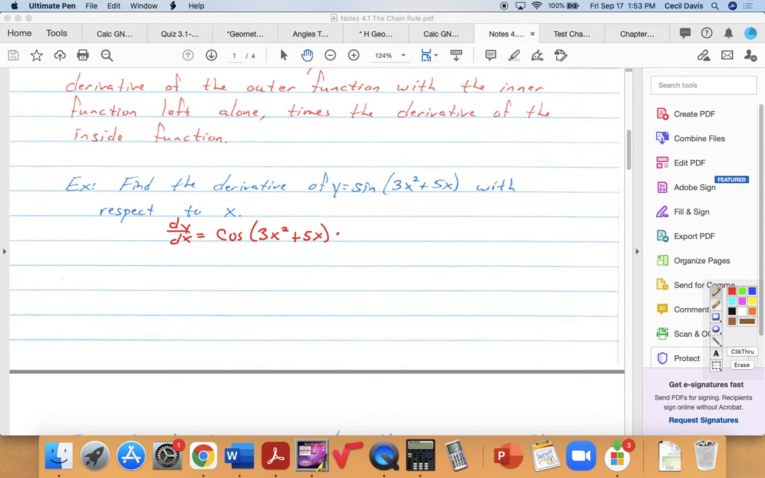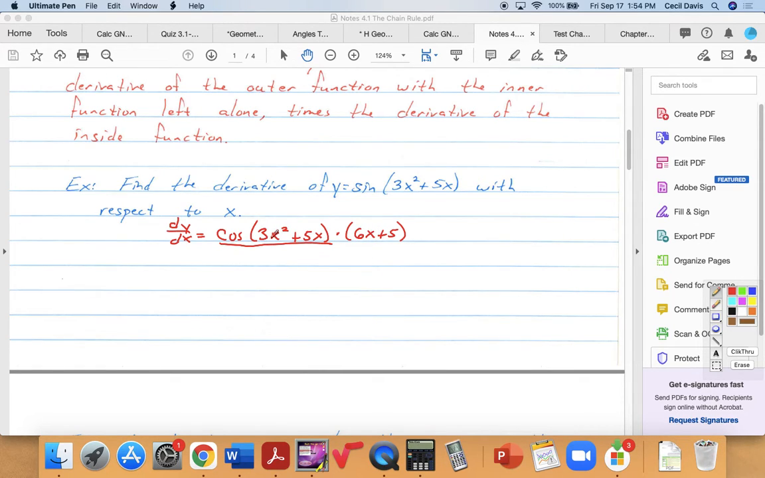Times, now I'll multiply that times the derivative of the inner function, which will be 6x plus 5. And that's it. Pardon? You have to multiply it. Well, remember that the 6x plus 5 is not being multiplied times this, it's being multiplied times all of it. So if there's any adjusting at all, it's almost always writing this first, because sometimes people do confuse it.